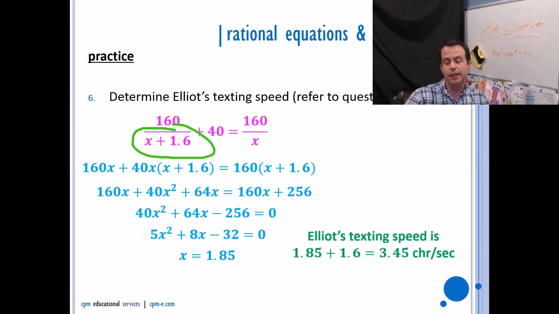Elliot's texting speed is 1.85 plus 1.6, which is 3.45. Make sure you have units there. In this case, with the texting, the units were characters per second. Okay.